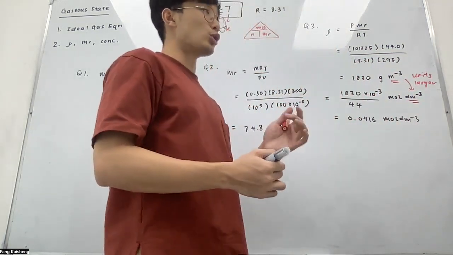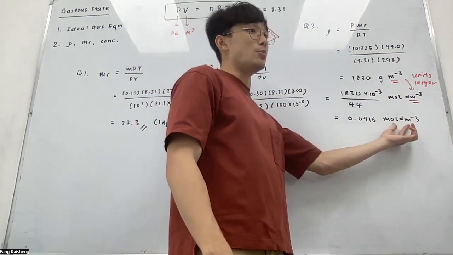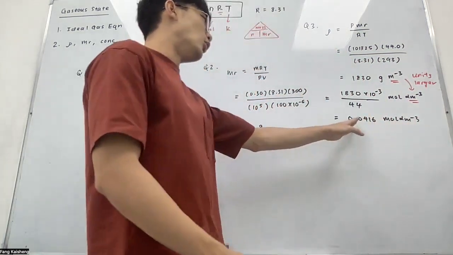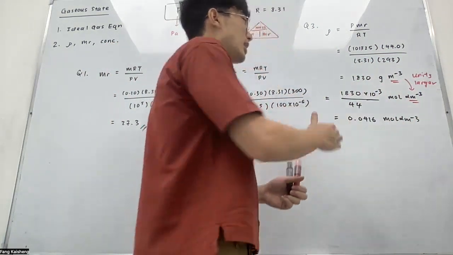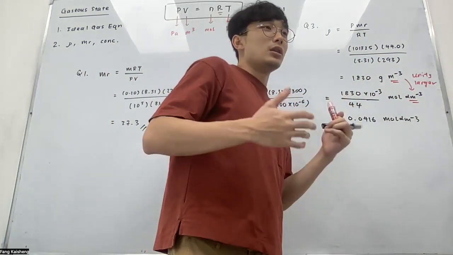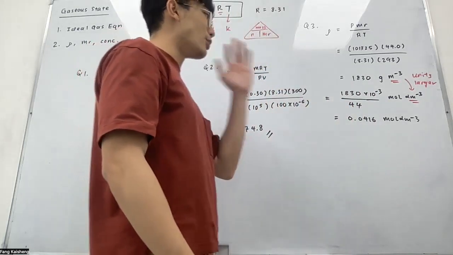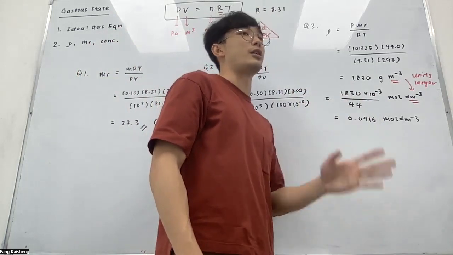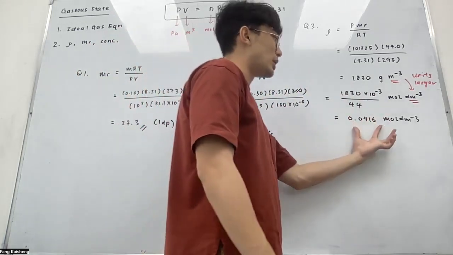How do you know that? Because I'm sure you've done chemistry long enough to know that mole per dm cube is usually in the 0.01 to 0.1 range. Have you ever seen 10 mole per dm cube? No, not really, right? That is too large. So if somehow you get 10 or 50 or 100, that means your calculation somewhere went wrong. Mole per dm cube usually is in this range.